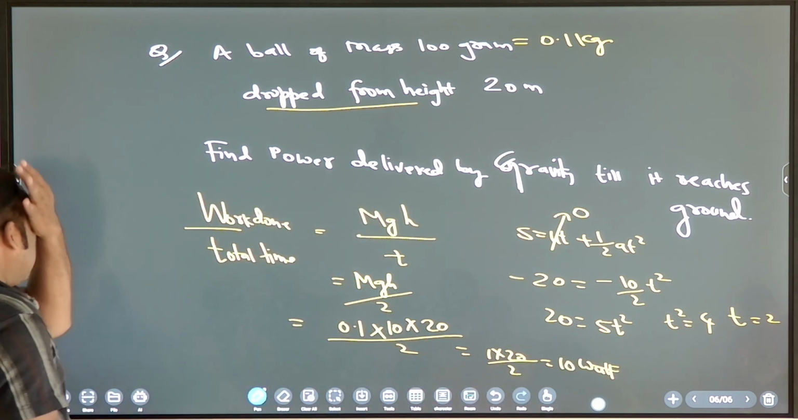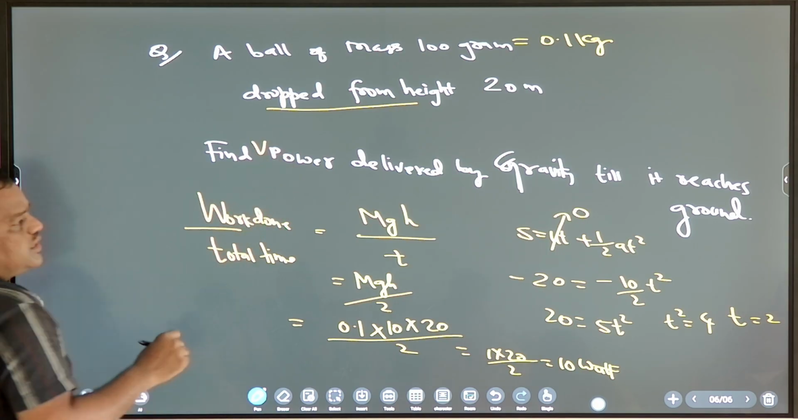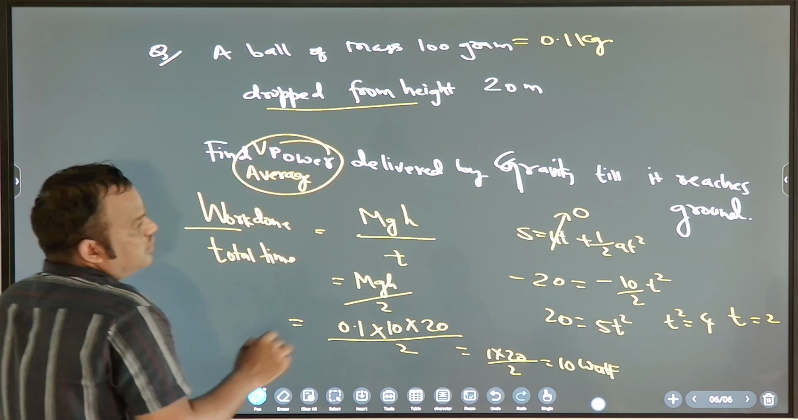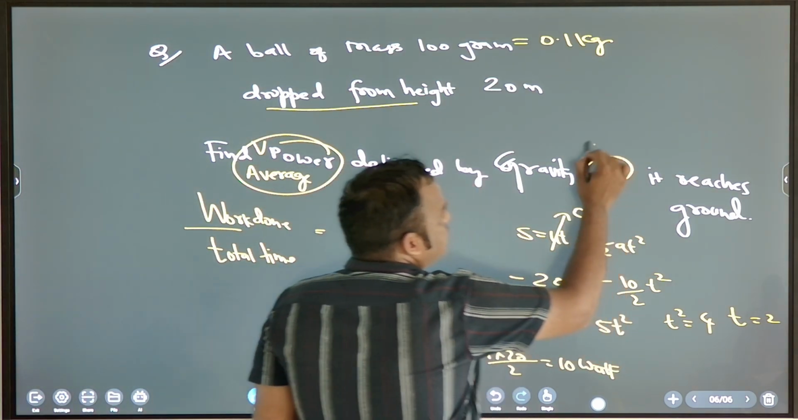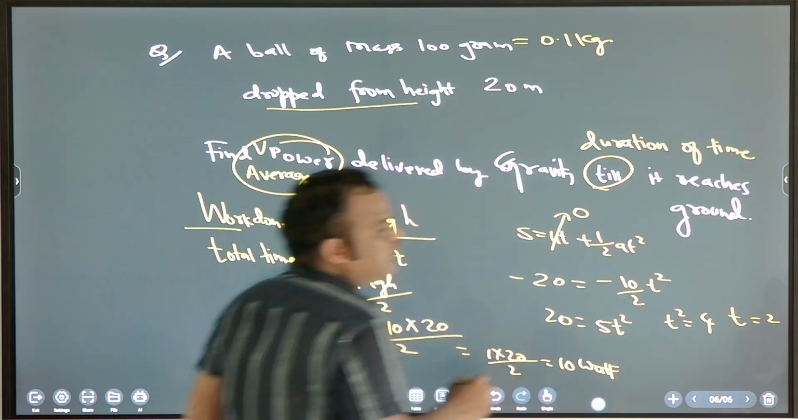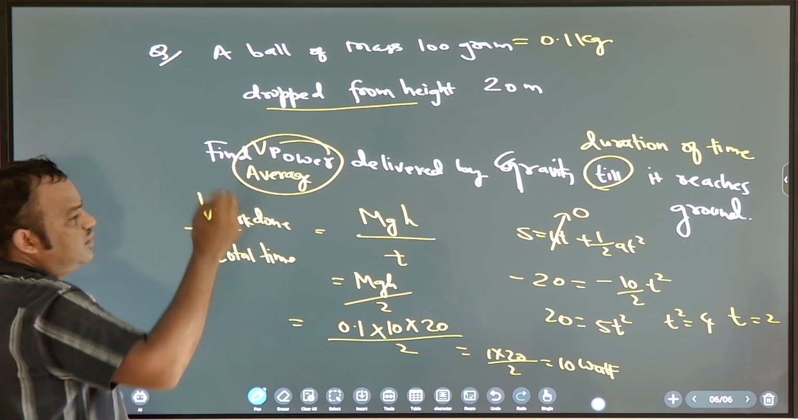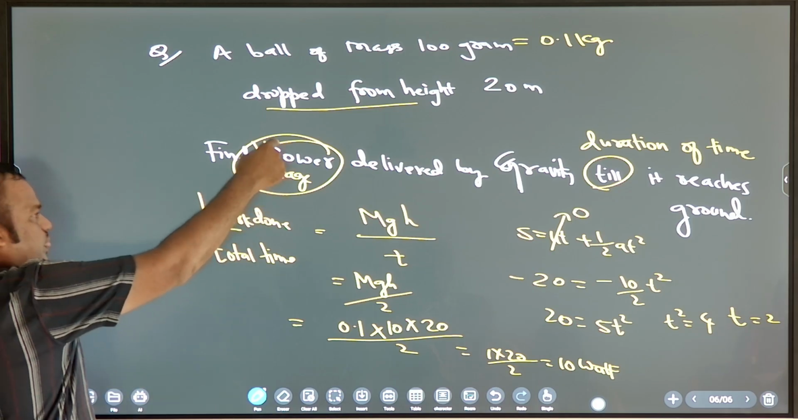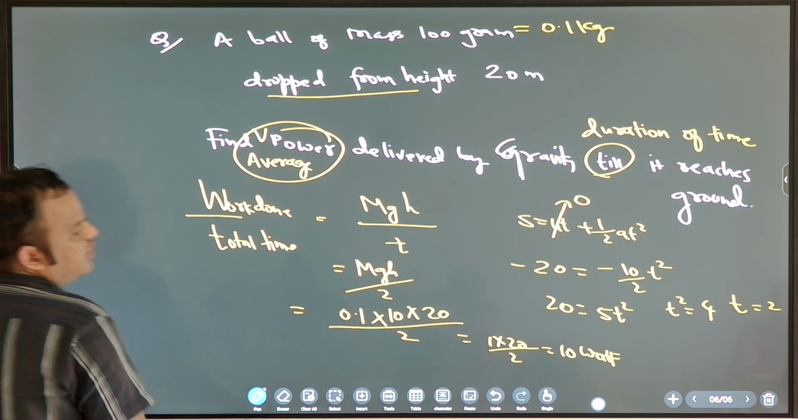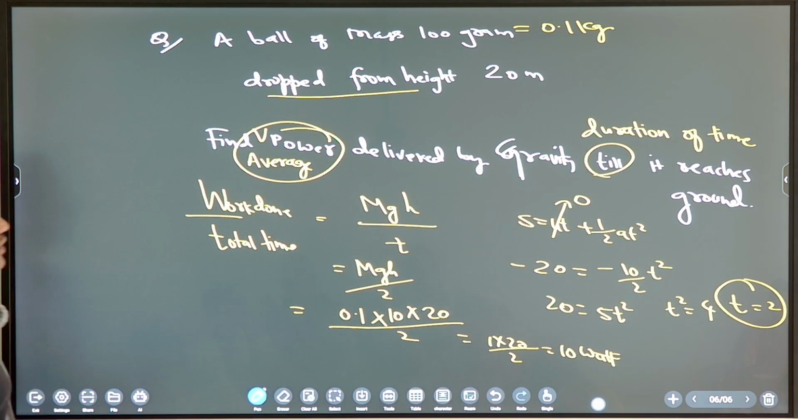So note down the power delivered by gravity. What type of power is this, average or instantaneous? It is average, because time is there. Till it reaches the ground means a duration is there, a duration of time, like 1 minute, 1 second, 10 seconds, 1 hour. So we calculate average power. So after what time is it hitting the ground? 2 seconds.